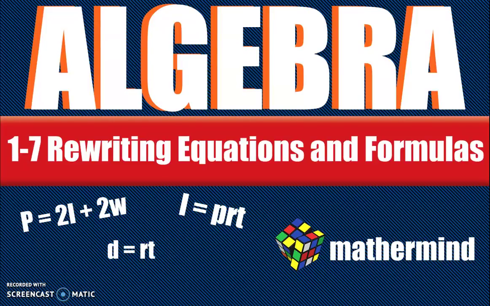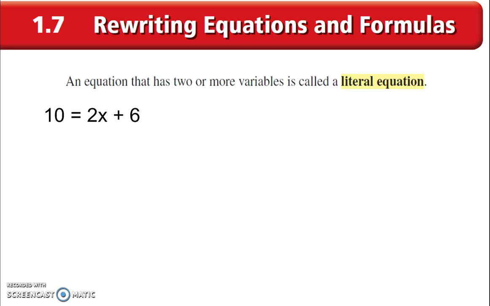Welcome back to Algebra, Chapter 1, Section 7, Rewriting Equations and Formulas. We are looking at some literal equations. An equation that has two or more variables is called a literal equation. So this right here is not a literal equation, it's an algebraic equation.